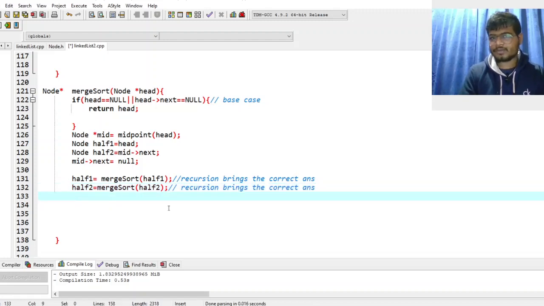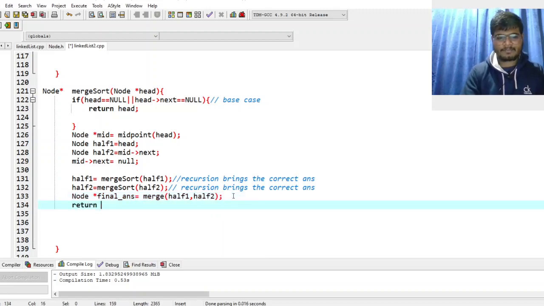So what we were about to do with the last part is merge both the halves, half 1 and half 2, isn't it? We're about to merge both parts, and this merge function actually returns a node pointer. So let's make it final answer, and eventually we will return the final answer. I know it will take some time to understand, but let's do the dry run and obviously you'll understand.